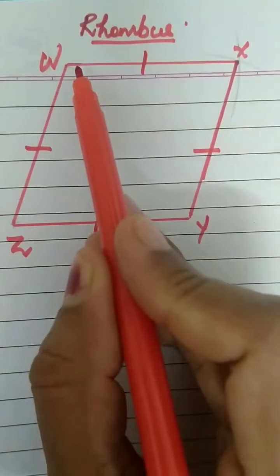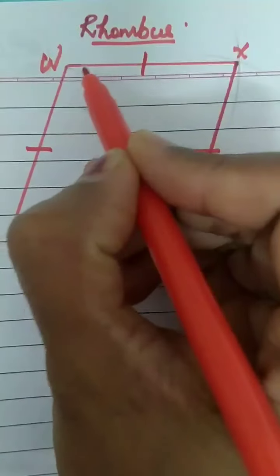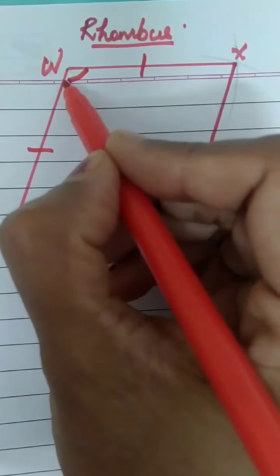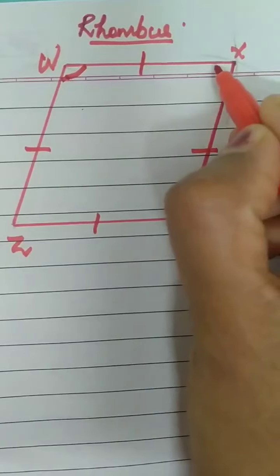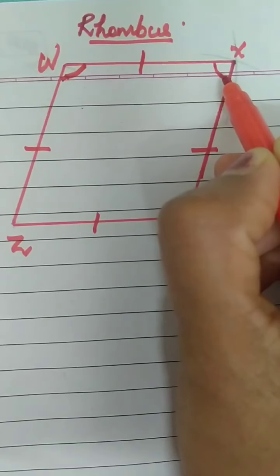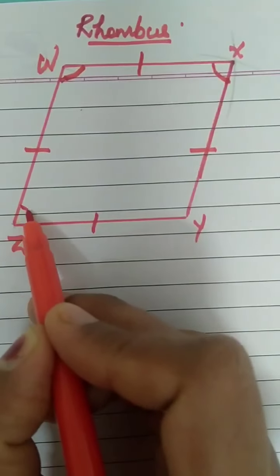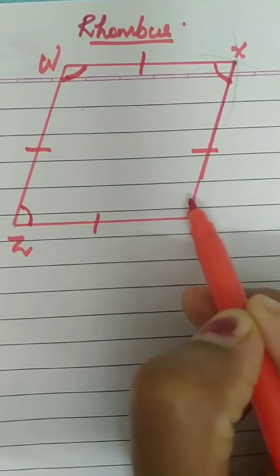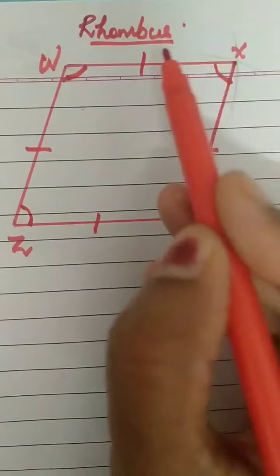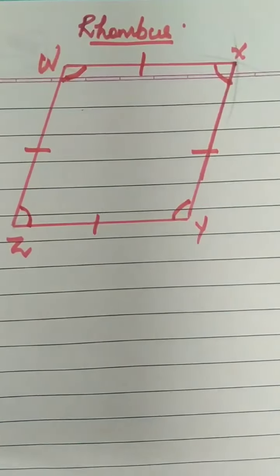Can you see 90 degrees here? Is this 90 degrees? Okay, just look at the angle. This angle is an obtuse angle, no? Look at this angle. See, the mouth is closed. So this angle is an acute angle. In the same way, this angle is an acute angle and this angle is an obtuse angle. Understood the difference between rhombus and square?